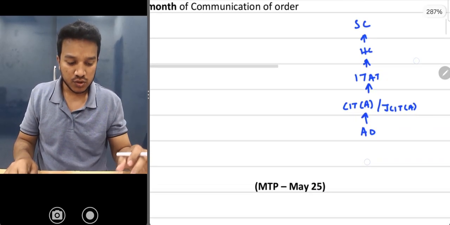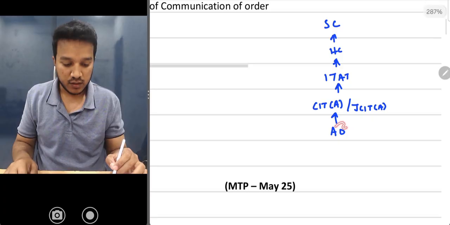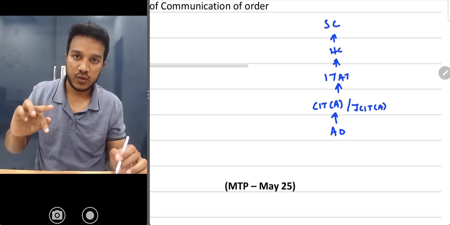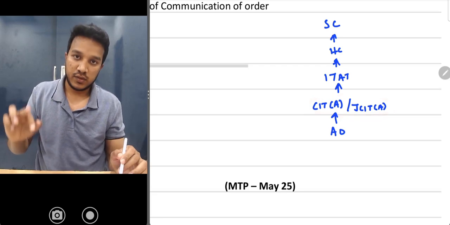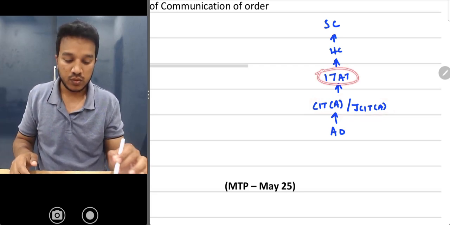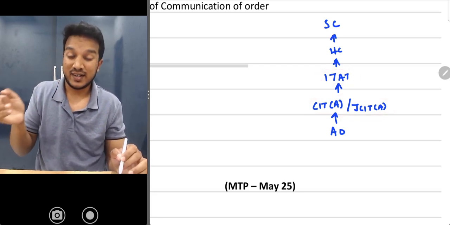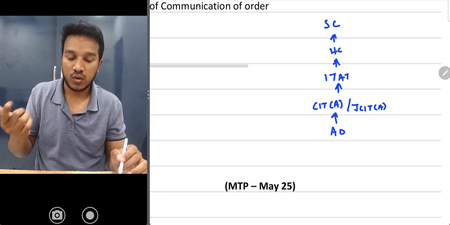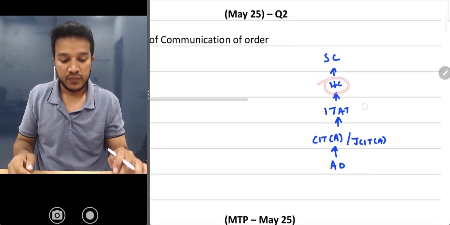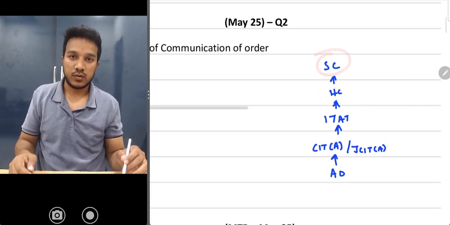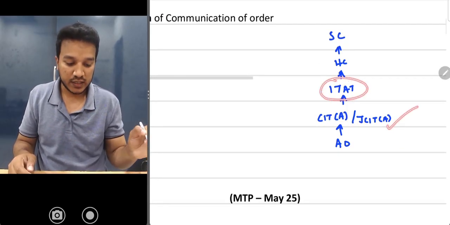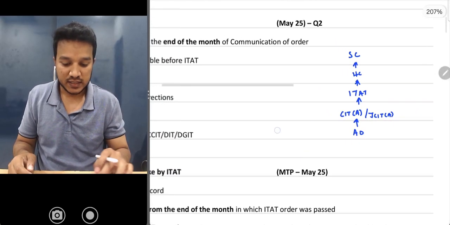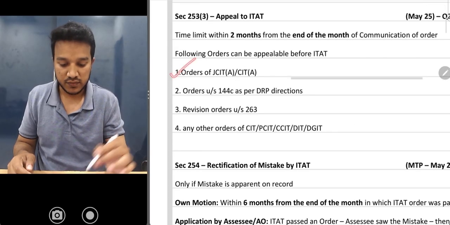First, you should know the hierarchy. See, AO will pass the orders. If you are aggrieved by it, you will go to CIT appeals. If you are aggrieved by CIT appeals also, you will go to ITAT. If you want to appeal against ITAT's orders, you should go to High Court, and then against the High Court you should go to Supreme Court. This is the hierarchy. Who is going to make an application if you are aggrieved by the orders of CIT appeals and JCIT appeals? So that is your first point.